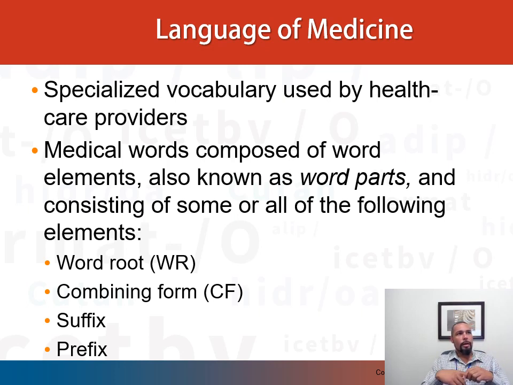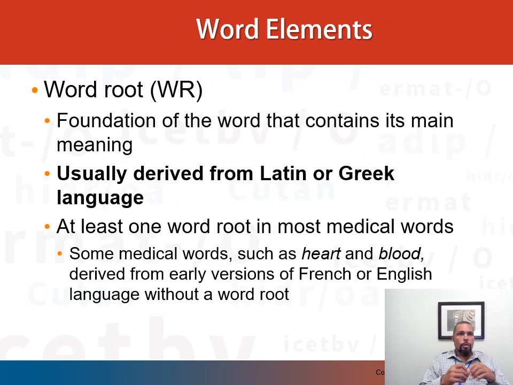So when we're talking about the language of medicine, we are going to be talking about these main things, all right? We're going to be talking about the word root, the combining form, the suffix, and the prefix. What does that all mean? Well, let's go through it. So the main element that I want to talk about is the word root.